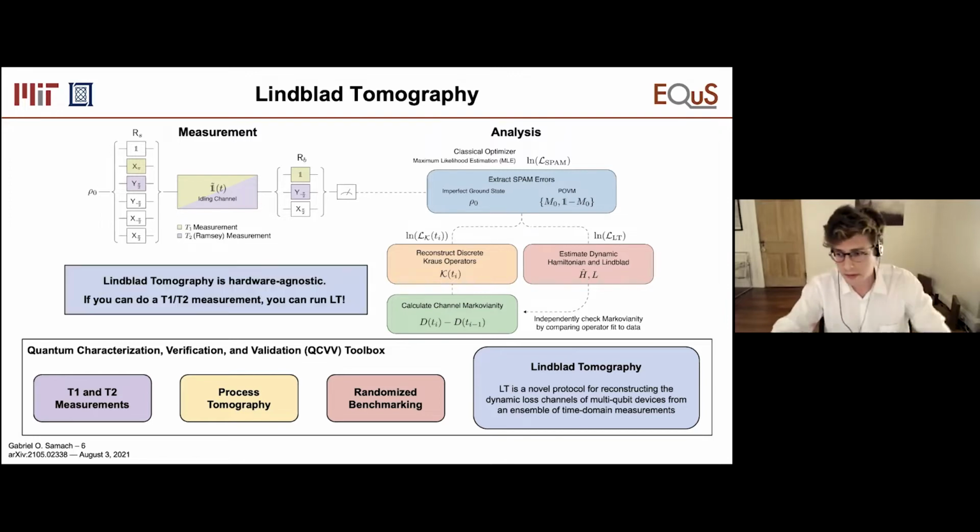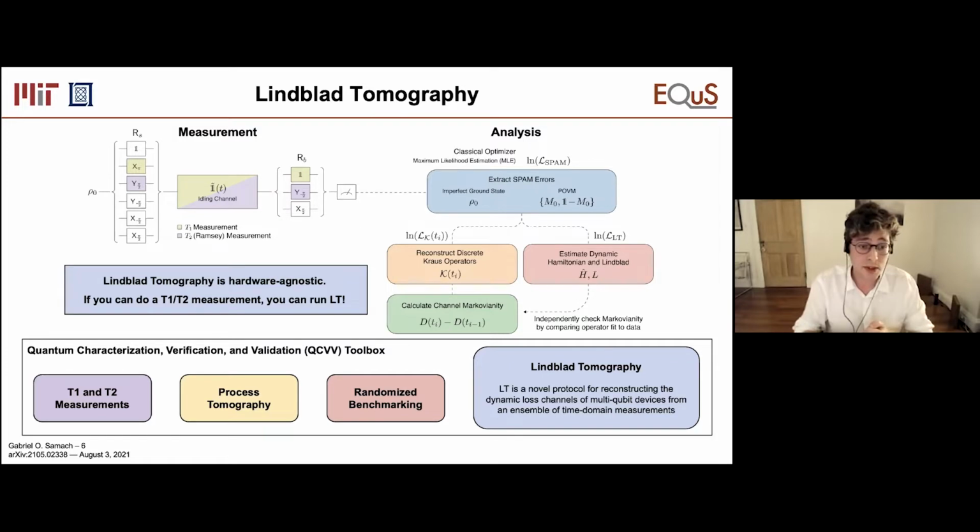And up front, my sales pitch, when I try to convince people why they might want to use this and why it'd be easy to implement in their lab, is that Lindblad tomography is hardware agnostic. In this work, I'm going to be talking about superconducting qubits, but you could run it as easily on another platform as well.